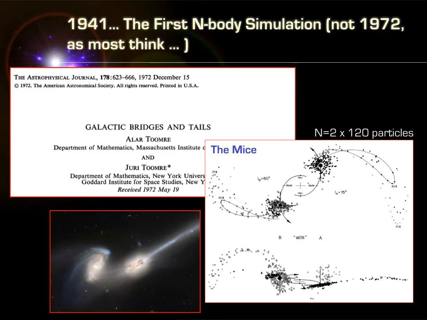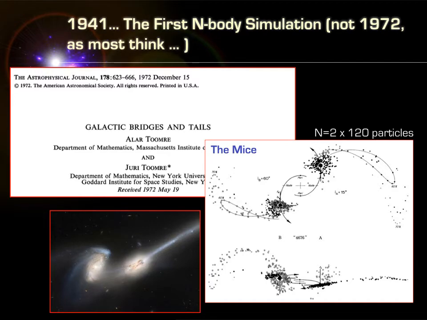In this case, just showing you one example of one of their simulations, which was to recover this system called the MaGICC. Now, that's what we normally think of as the beginning of n-body simulations of galaxy formation, galaxy interactions, this classic paper from 1972.